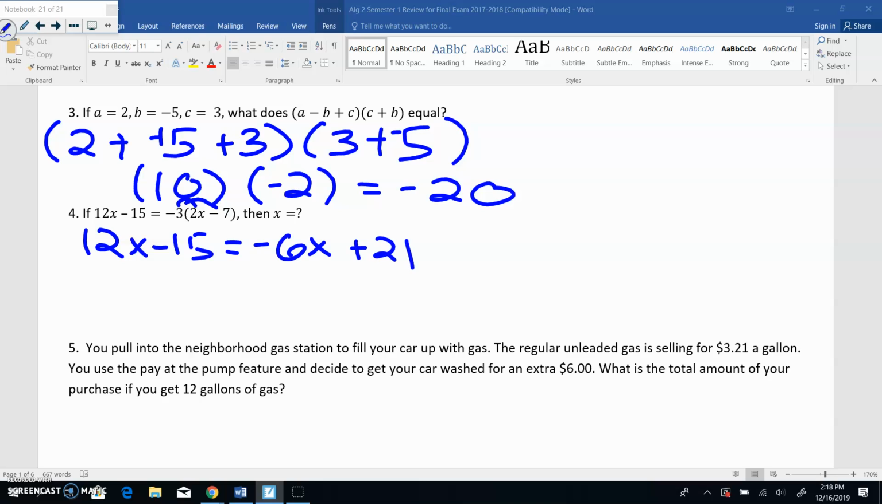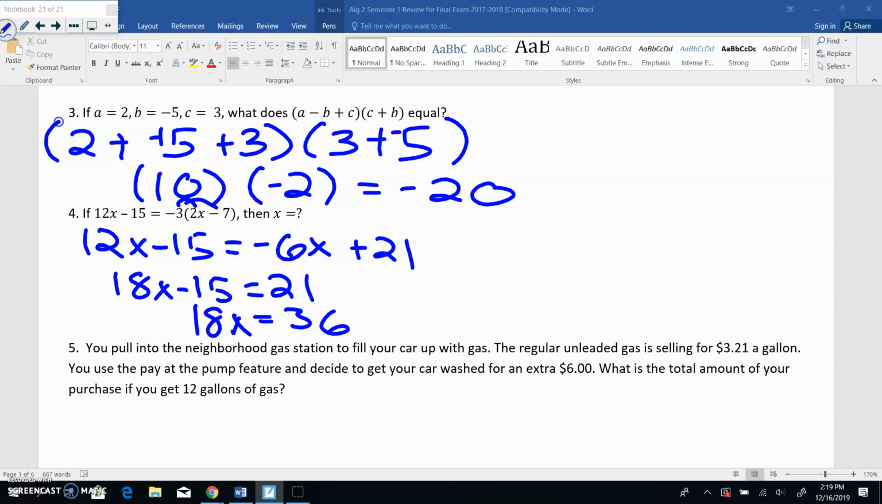From here, you have choices. Okay, you can go ahead and move your x's to the left or the right, or your numbers. So to make x positive, I'm going to take it left. Okay, to get rid of the negative 6x, I'm going to add 6x, which gives me 18x minus 15 on this side is equal to 21. I'm going to go ahead and add 15 to the other side there to get 18x is equal to 36.